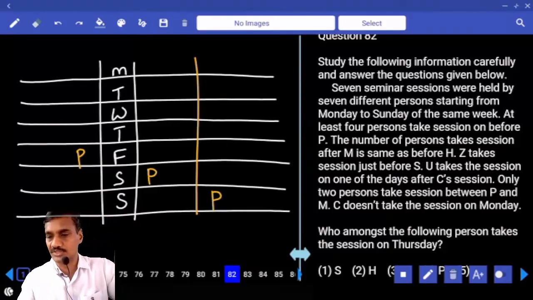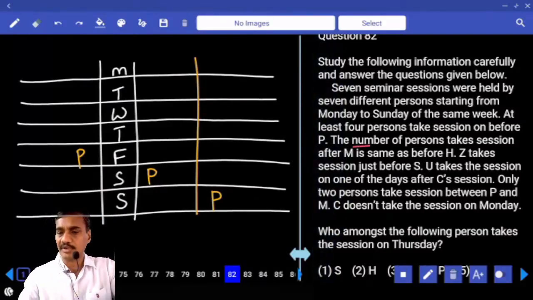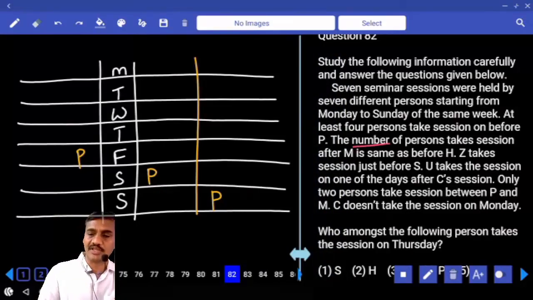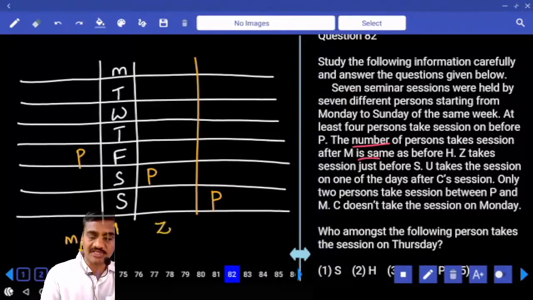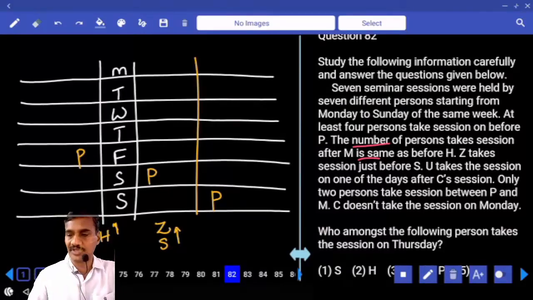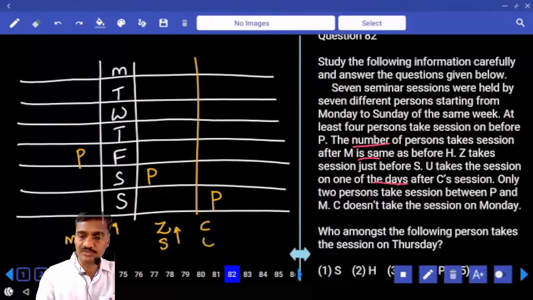And coming back to this, at least four persons take session after M, same as before H. M and H must be equidistant. And Z takes the session just before S. Z is just before S, Z and S must be together. And U takes the session on one of the days after C. Now U is after C.